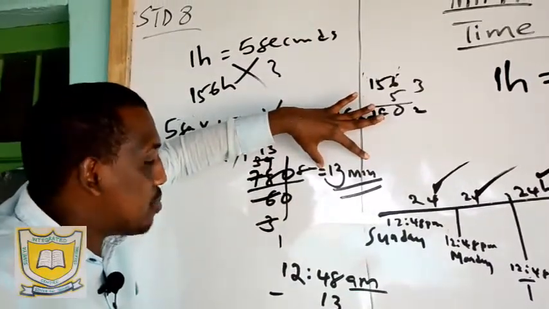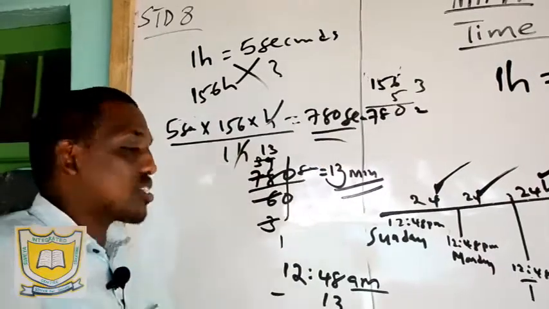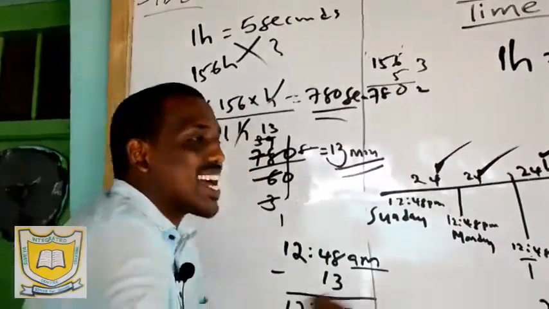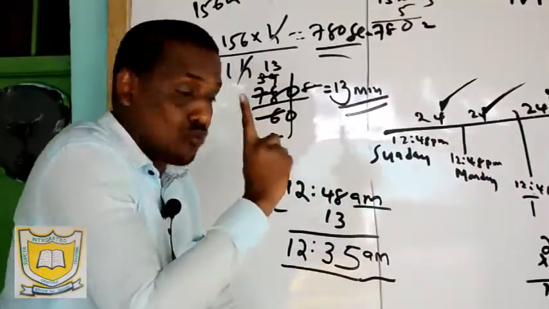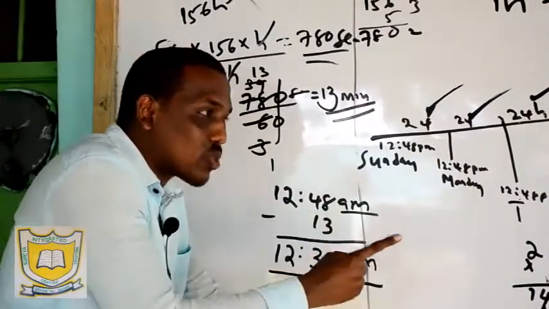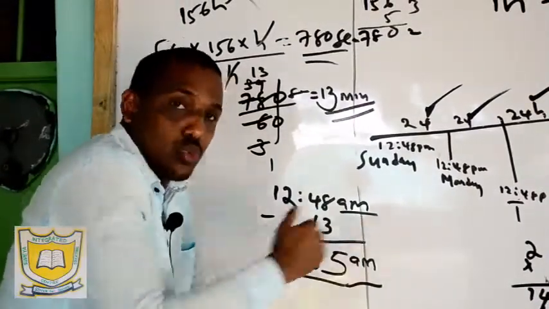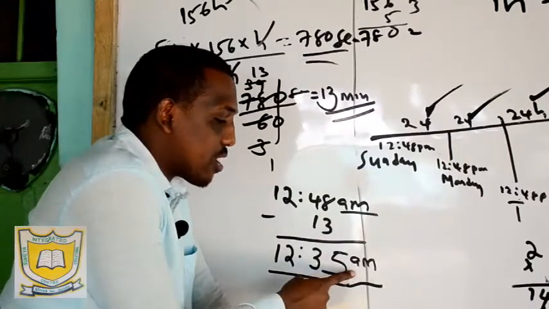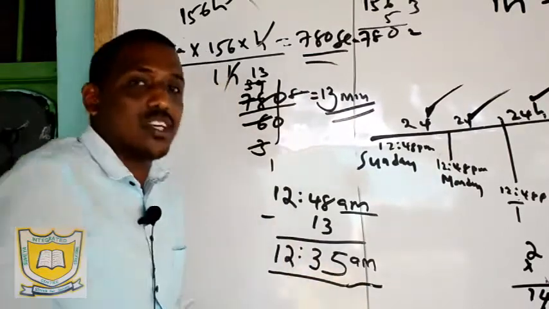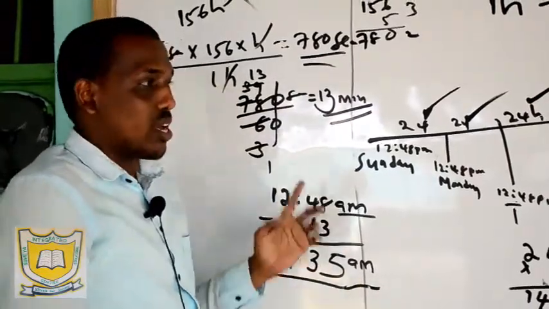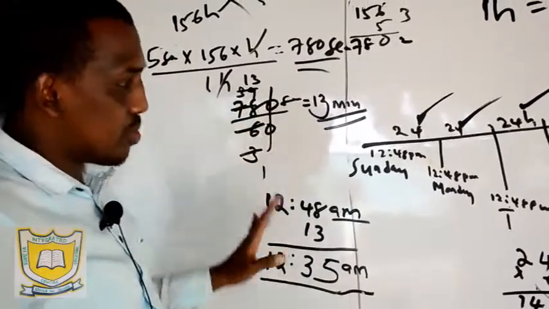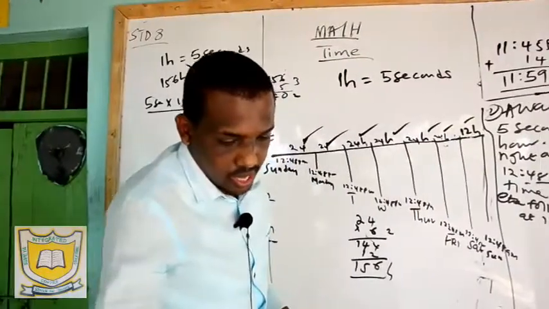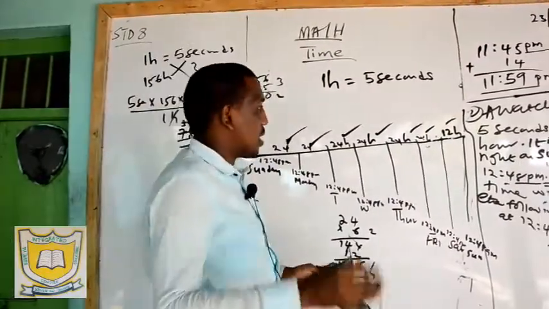After getting 13 minutes, it was losing, so you subtract. Which time will you use? The last one they mentioned. Do not get confused. So 12:48 a.m. is what they're asking. Minus the 13 minutes it was losing, you get 12:35 a.m. If it is gaining, we add. So that's how we solve that question. It carries marks in examination. So we go now to another question.